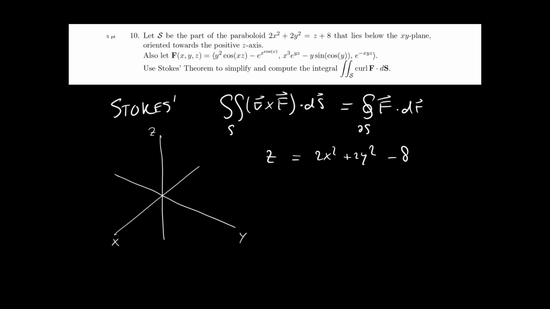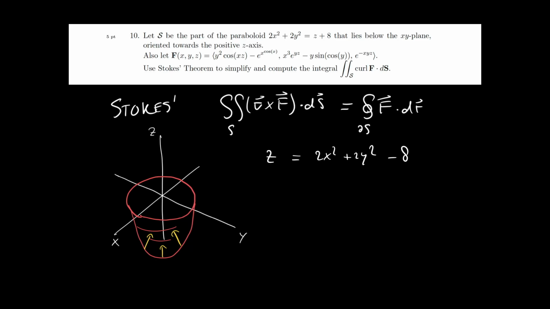And it's the part of this parabolic surface below the xy plane, so it intersects this surface at this circle and then goes down like this, right? And the surface is also oriented, and the normal vectors are pointing in the positive z direction, so the surface is oriented like this.